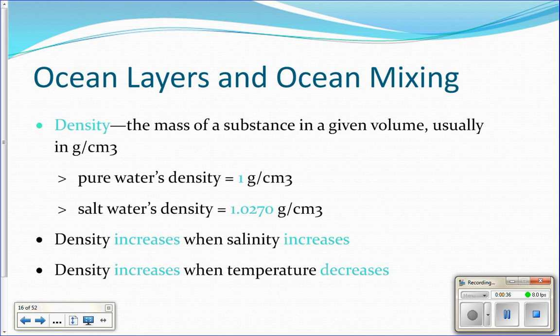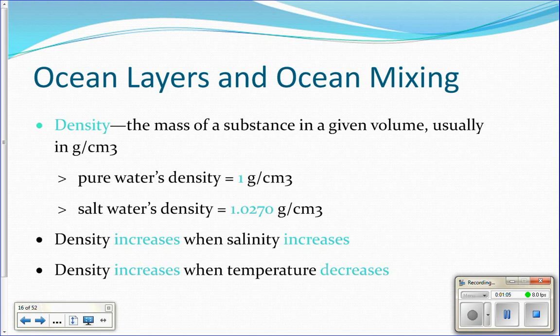So the density of saltwater is greater than fresh water. That's because the density of water will increase when you add salinity to it. When you add salt to water, density increases. The density also increases when the temperature decreases, so as the water gets colder. So the layers of the ocean are arranged in such a way that the warmer, less dense water sits on top of the colder, more dense water.